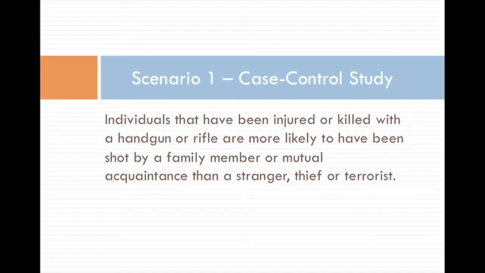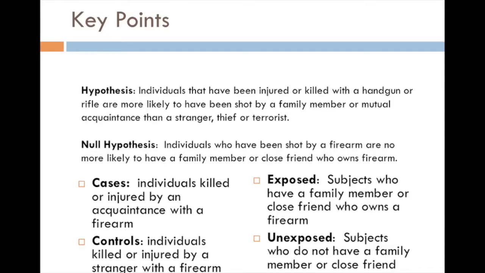In the interest of saving time, we will present the first scenario in full detail. The following scenarios will highlight key points but will not be as detailed. We begin by investigating a case control study which evaluates the hypothesis that individuals who have been injured or killed with a gun are more likely to have been shot by an acquaintance rather than a stranger, a terrorist, or a thief. We determine the null hypothesis to be individuals who have been shot by a firearm are no more likely to have a family member or a close friend who own a firearm.